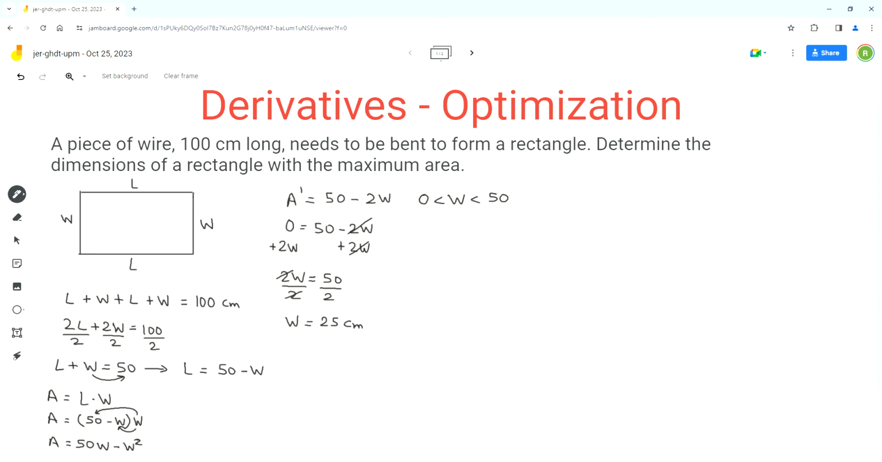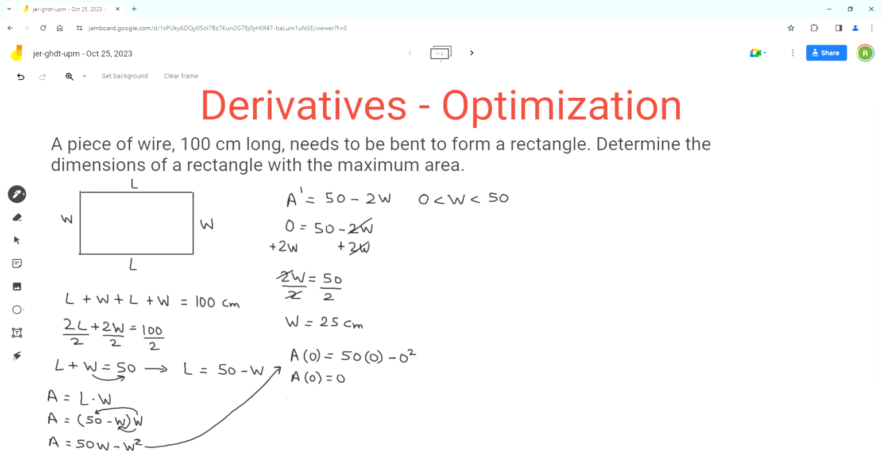Now we have to find the area of this rectangle for the three W values. So the two W values from the extremes of the interval, and this W value that we got from the derivative. So we have to find the area at 0 centimeter for the W value, and for that we'll use this expression for area. So A at 0 will be equal to 50 times 0 minus 0 square, which will just be equal to 0.